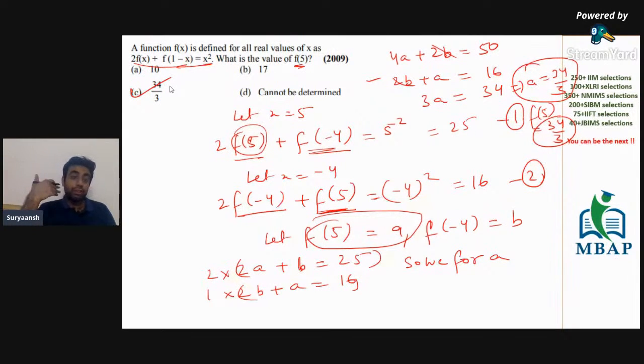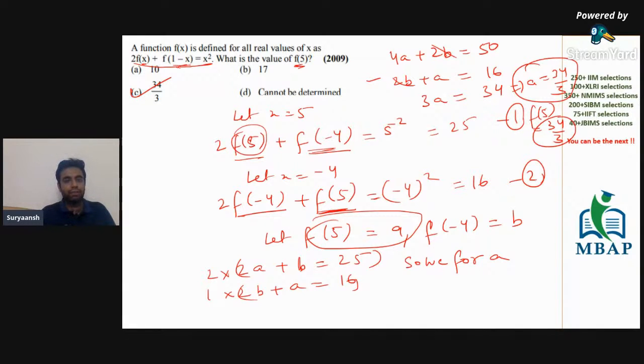Okay. So this looks a bit difficult, but when you solve it, you will find that on one side we are given x, and on the other side we are given 1 minus x. So the best thing would be to just swap the values of x. We need to find the value of f(5). So first substitute the value of x as 5.